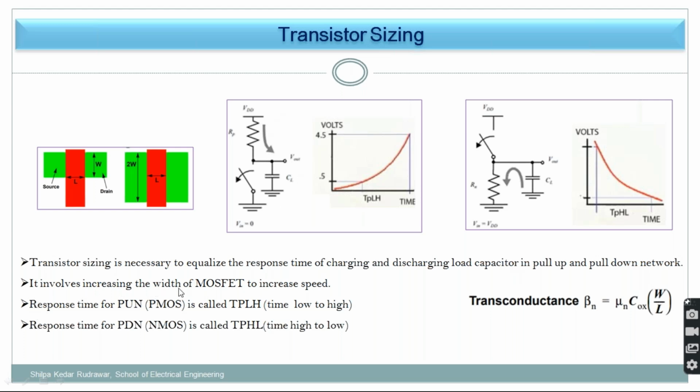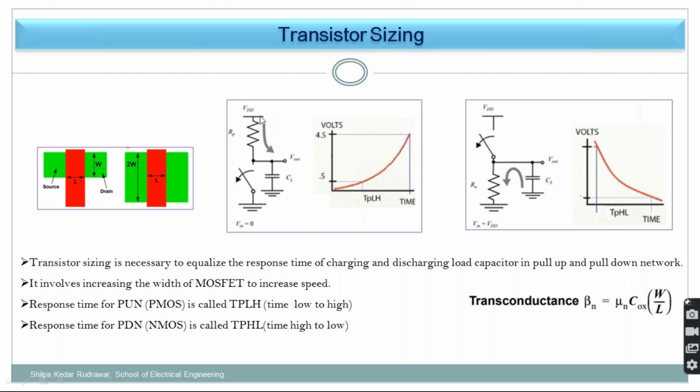It involves increasing the width of the MOSFET to increase the speed. Which MOSFET? You need to increase the width of the PMOSFET, because the NMOSFET already has electrons, which are the mobile charge carrier, so mobility is more. So I need to introduce the same current in the PMOS, so I need to increase the width of the PMOS to increase the speed of the response of the pull up network, that is PMOS.